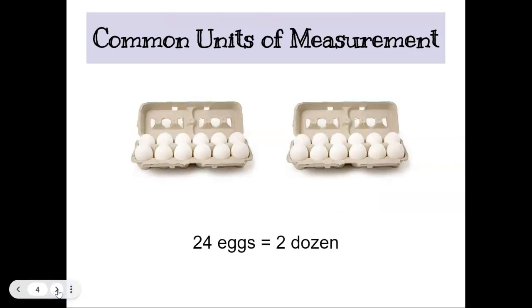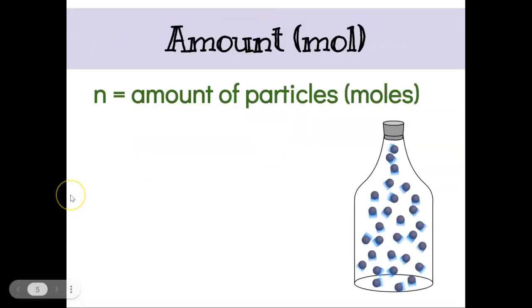Okay? And for example here, 24 eggs would be 2 dozen, right? Because there's 12 in a dozen, and 12 times 2 is 24. We can use some basic math to help us find out these units of measurement. Okay? So now let's talk about what the mole is.